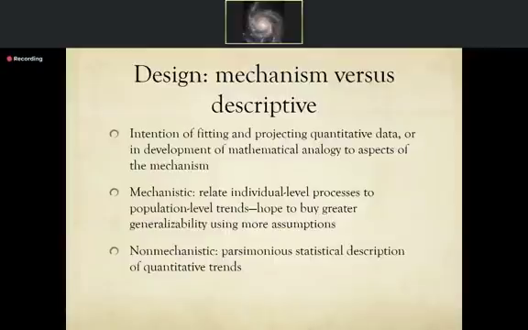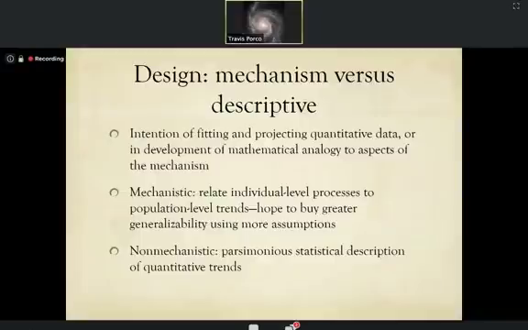So as I say, in a mechanistic model, we intend to develop a mathematical analogy to the actual mechanism. Our hope is really to represent or to relate individual level processes to population level trends. The hope is that by doing so, we can buy a little bit of greater generalizability by use of these assumptions. Whereas in a non-mechanistic model, we would like a parsimonious or effective statistical description of these trends that might be suitable for short-term, for example, projections. I'll go on to the next slide.